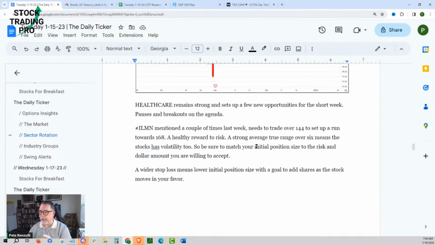Now we get into healthcare. This is really where we set up stacked order flow versus just regular ideas. Healthcare remains strong. It set up a few opportunities for the short week, and by the way, today is Tuesday already, right? Pauses and breakouts are on the agenda. That's really what I'm looking for. I want some price action that is moving. When we're stuck in a box, there's really nothing to do.